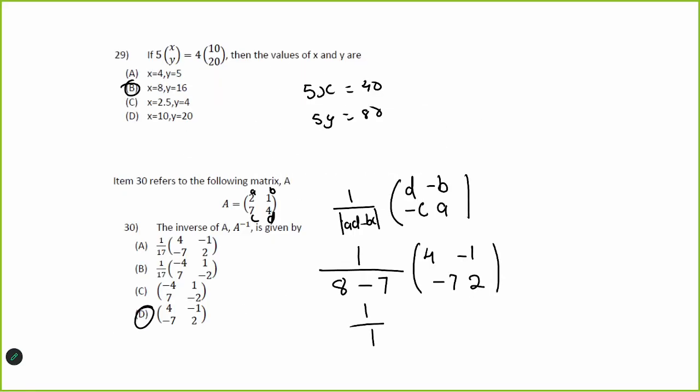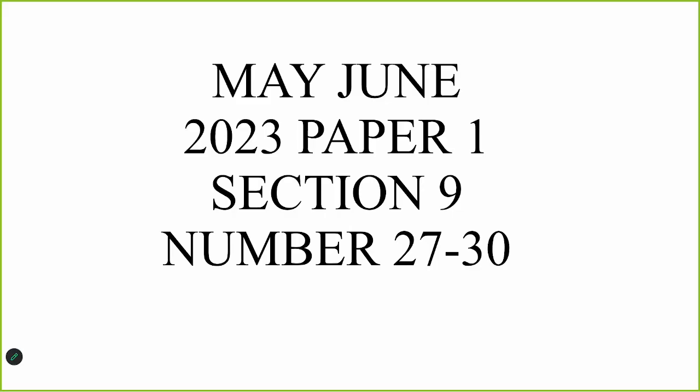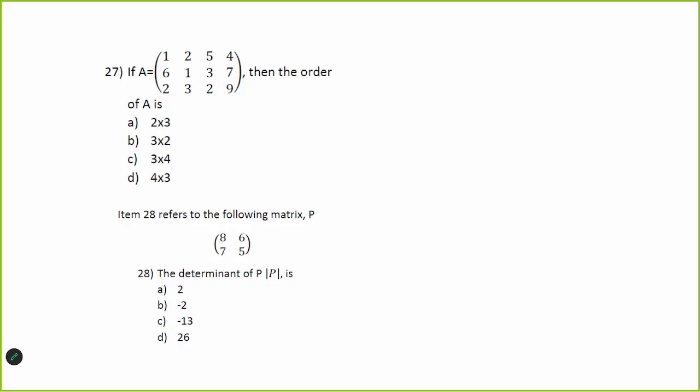And that is the end of January 2024 vectors and matrices section. Let's look at May, June 2023. The order of this, again, a repeated question. We have 3 rows by 4 columns. The determinant of P, again, determinant is AD minus BC. So this is A, this is B, this is C, this is D. AD, which is 8 5s are 40 minus 6 7s are 42. So you will get negative 2. So the answer is negative 2, which is B.